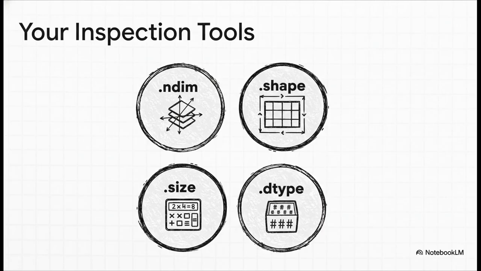You've got .ndim to tell you how many dimensions you have. You've got .shape to see the size of each of those dimensions. .size gives you the grand total of elements, and .dtype tells you what kind of stuff is inside. If you can remember these 4, you'll be able to understand pretty much any NumPy array that comes your way.